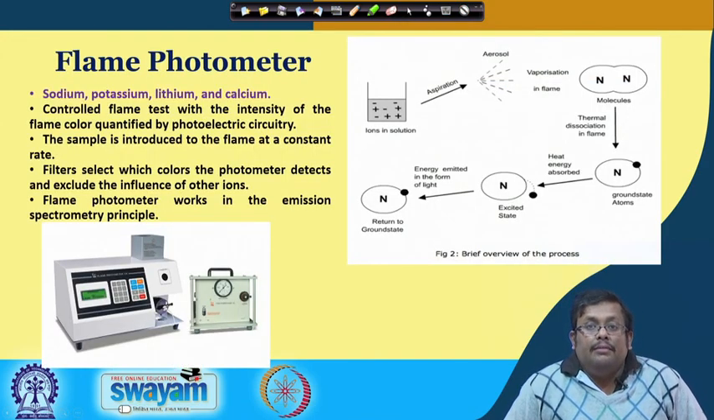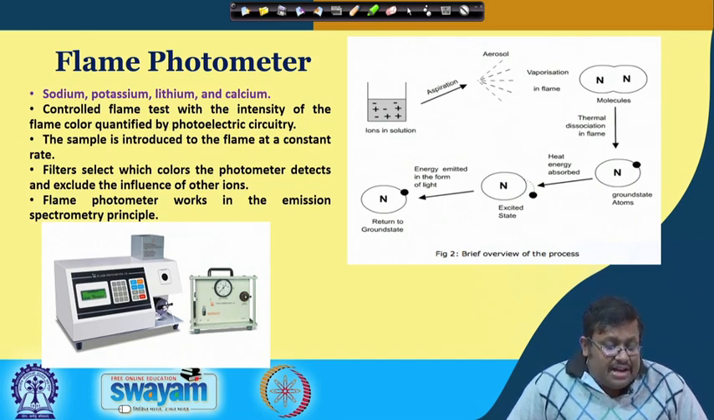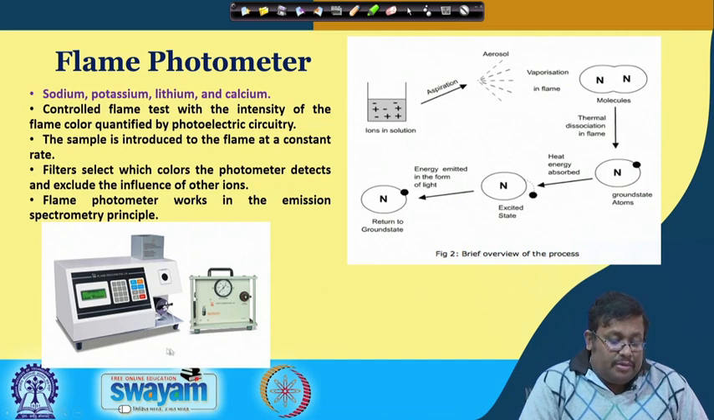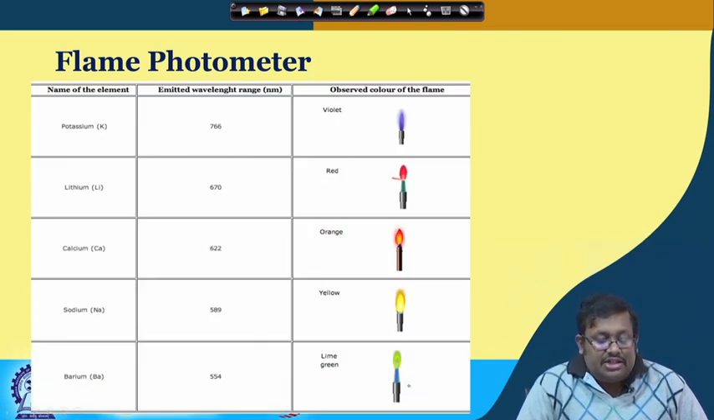Another important thing is the flame photometer. Using the flame photometer, we basically measure sodium, potassium, lithium and calcium. It is a controlled flame test with the intensity of the flame color quantified by photoelectric circuitry. Remember that it works on atomic emission spectroscopy, and the sample is introduced to the flame at a constant rate, and the filter selects which colors the photometer measures.